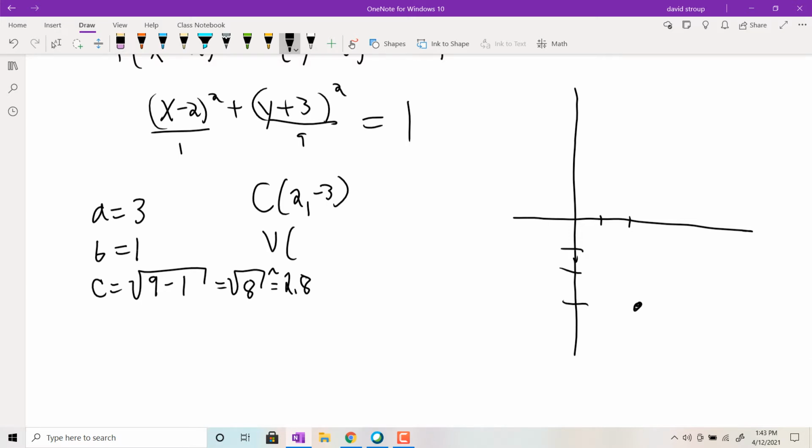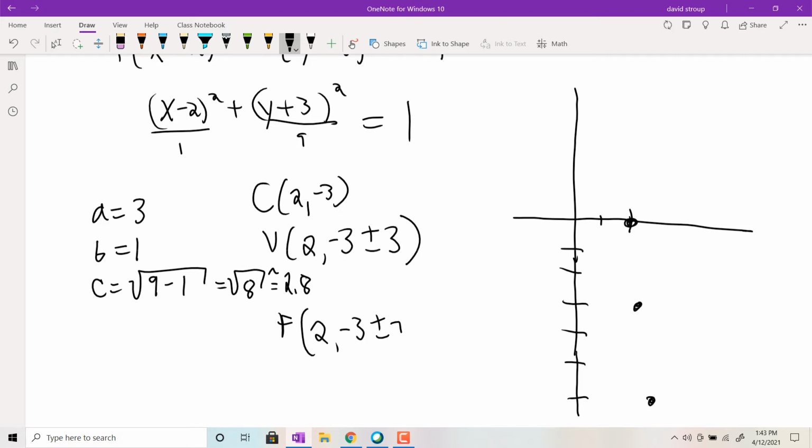And then to get to the vertices, you're manipulating the y coordinate. You're going up and down by 3. So if I go up 1, 2, 3, I'm right on the x-axis. Go down 3, 1, 2, 3, and I'm right here. And then the foci, I have to, again, manipulate the y-coordinate of the center, so -3 plus or minus √8. And you can just leave your answer like that, as long as you're graphing it over here. So it's about 2.8 right here and right here.